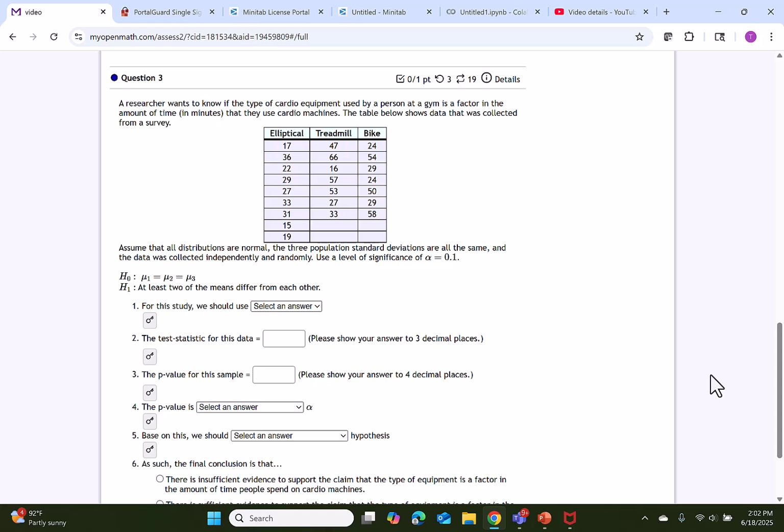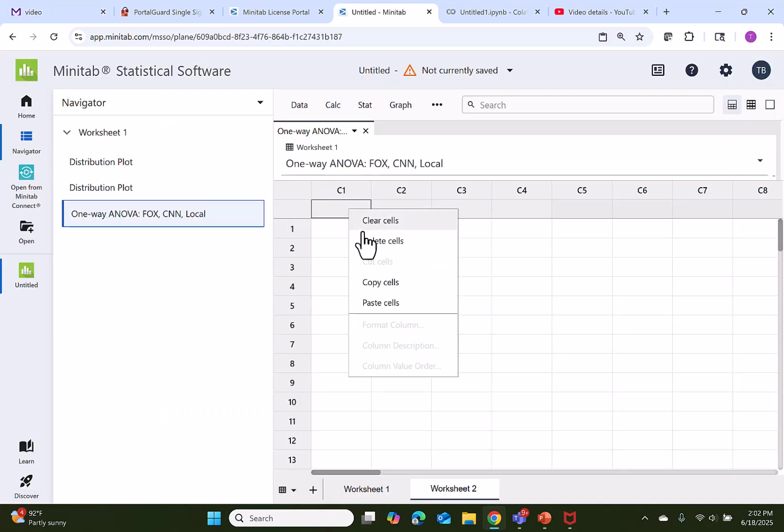So the first question is, what type of study should we be doing? And the answer is we should be doing an ANOVA. Now we want to find the test statistic, and we want to give our answer to 3 decimal places. This is where Minitab is going to help us. I'm going to copy all of the data, and I'm going to paste it into Minitab.